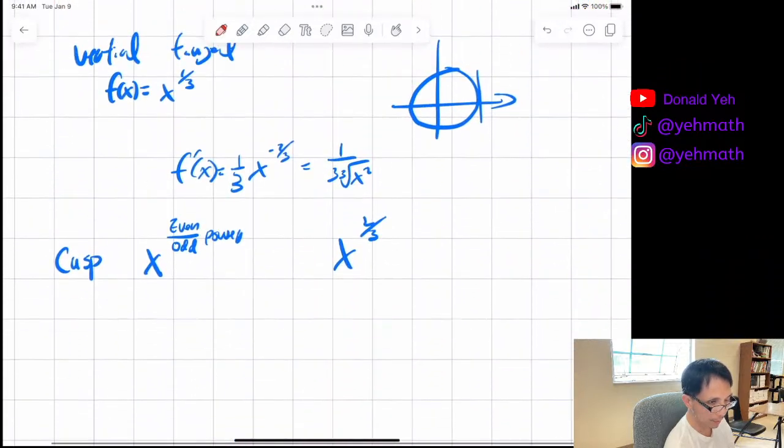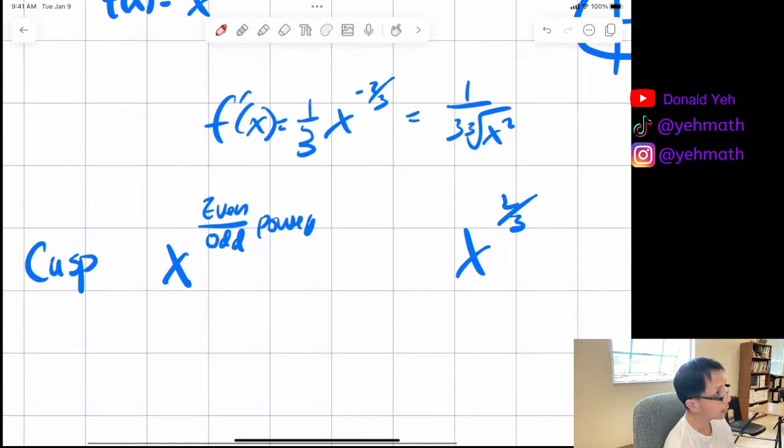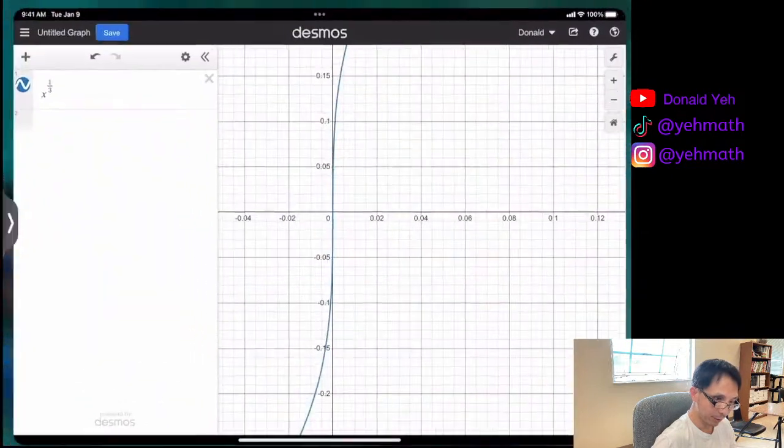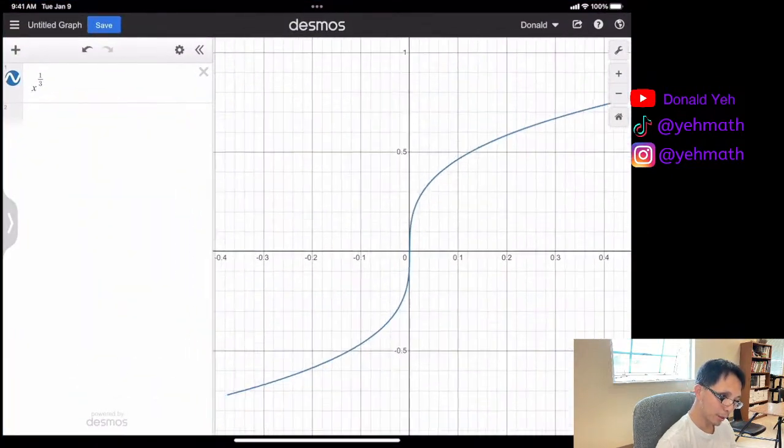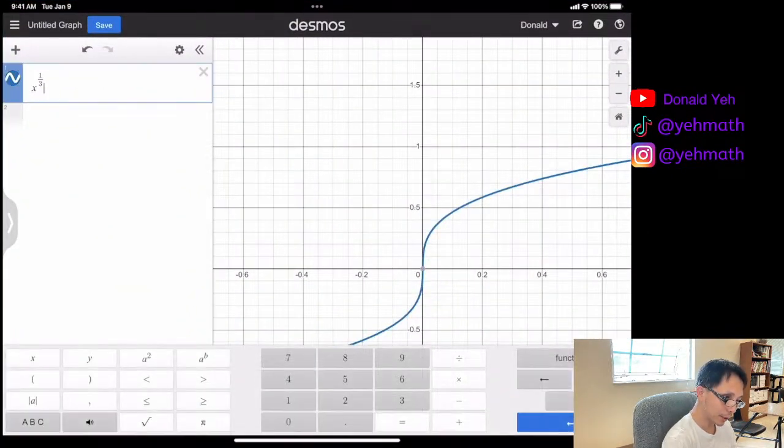So, vertical tangent. Now, what is a cusp? For you guys, the main thing about a cusp is you have an even over odd power. If you have even over odd power, that's always a cusp, not odd over even power, because that doesn't work. Okay, so I'll show you. This is 1/3, right? This has a vertical tangent. But if it's 2/3, it's going to be like this.